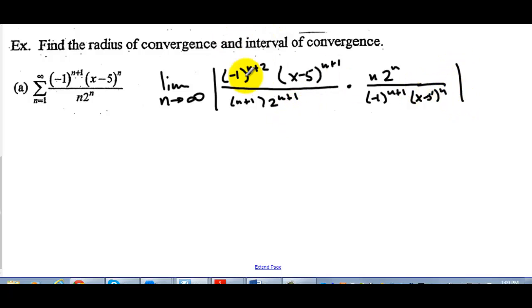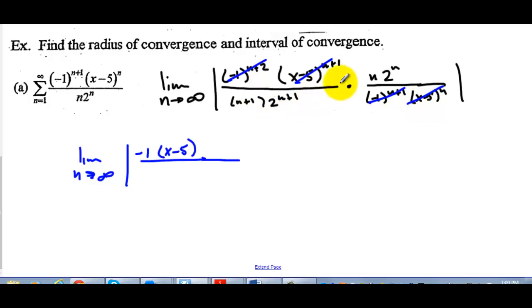Let's start canceling stuff out. We have negative 1 to the n plus 2 over negative 1 to the n plus 1. We have an extra negative 1 on top. We have the limit as n approaches infinity of the absolute value of an extra negative 1 on top. How about the (x minus 5)s? We have an extra x minus 5 on top. Is there anything else extra? We have an n and an n plus 1. Those don't cancel out. So I took care of those. And there's an extra 2 in the denominator. So we have a 2 down here.